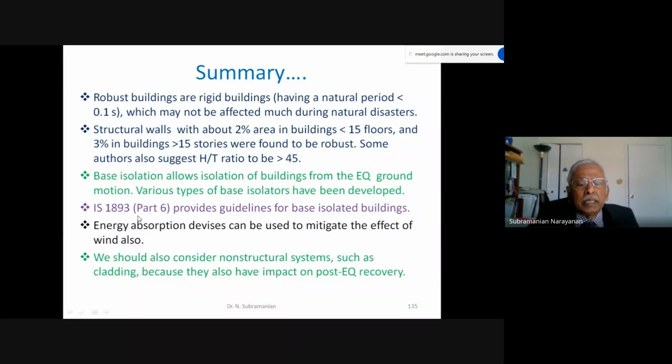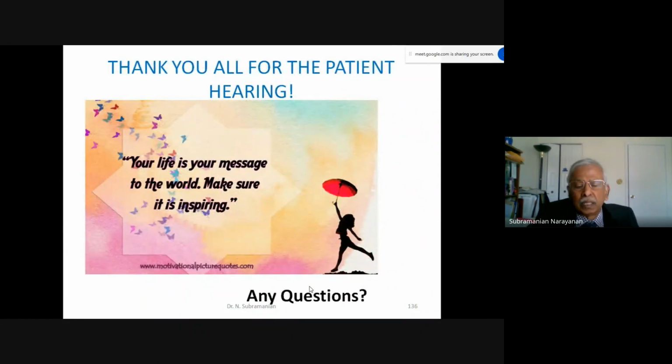IS 1893 Part 6 provides guidelines for base isolated buildings, and energy absorption devices can be used to mitigate the effects of winds also. We should also consider non-structural systems such as cladding because they also have impact on post-earthquake recovery. I think with this I finish the presentation.